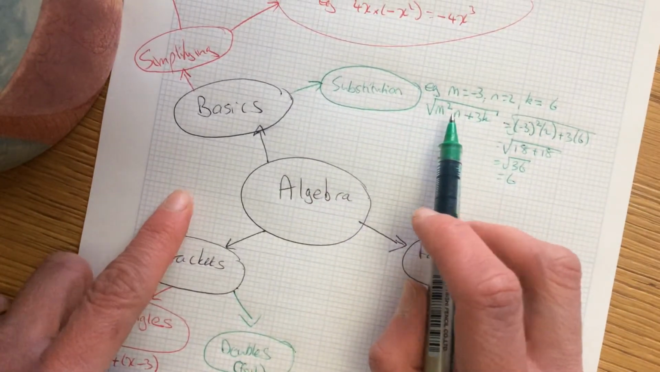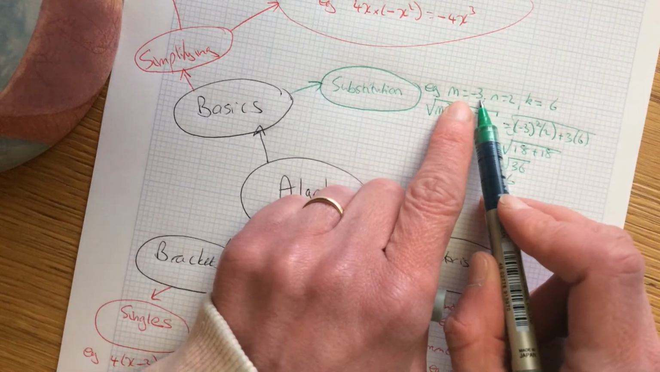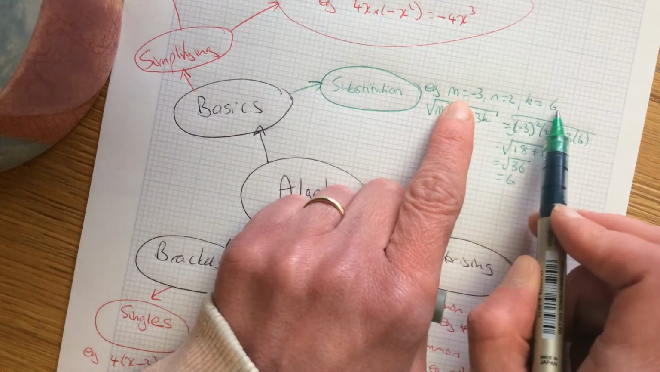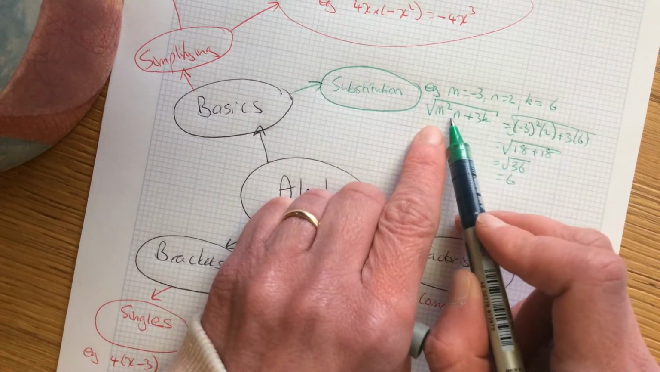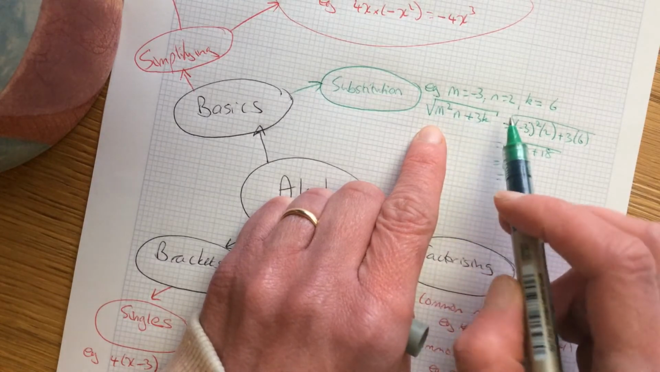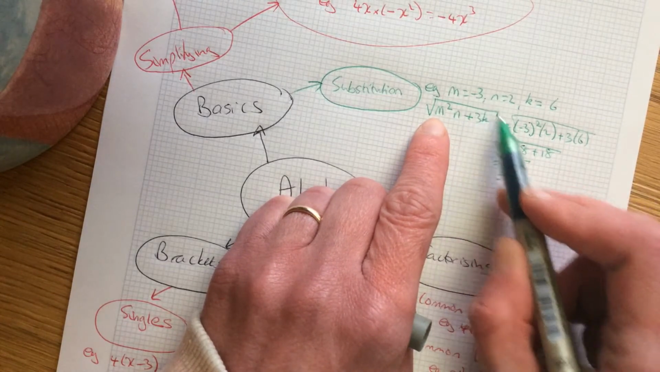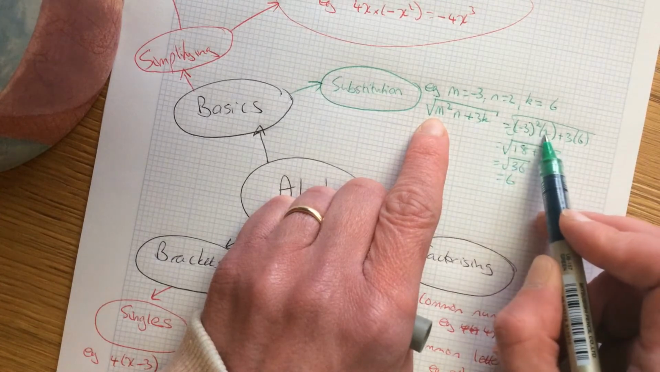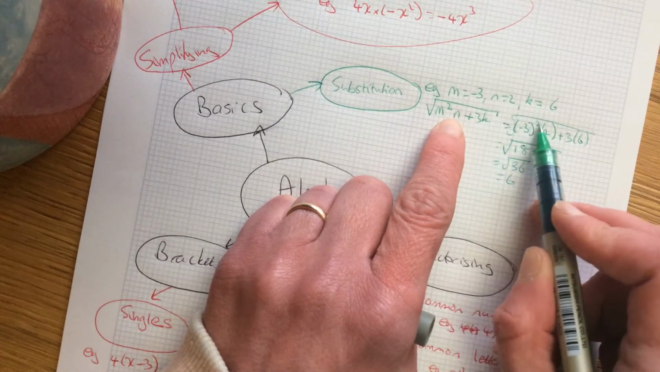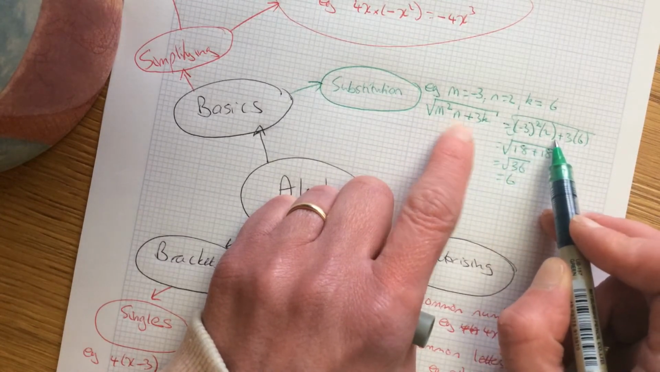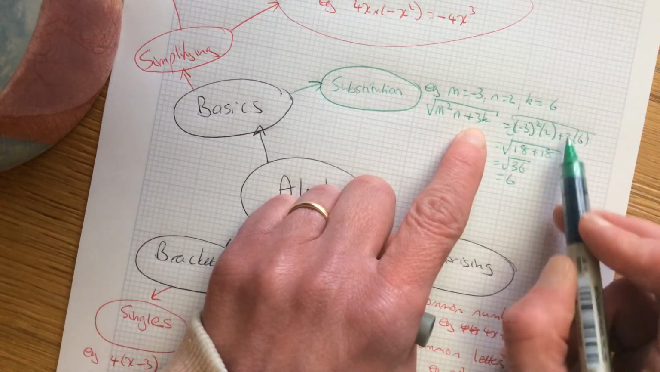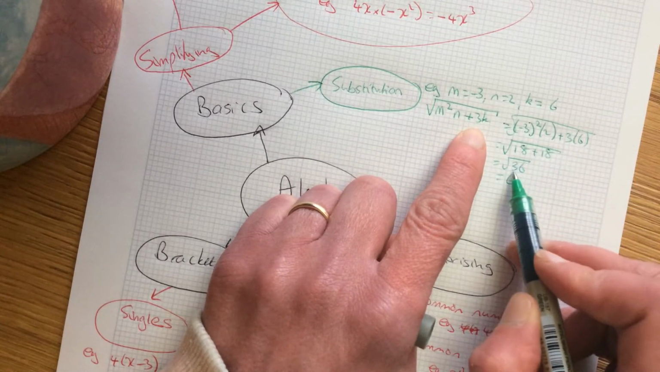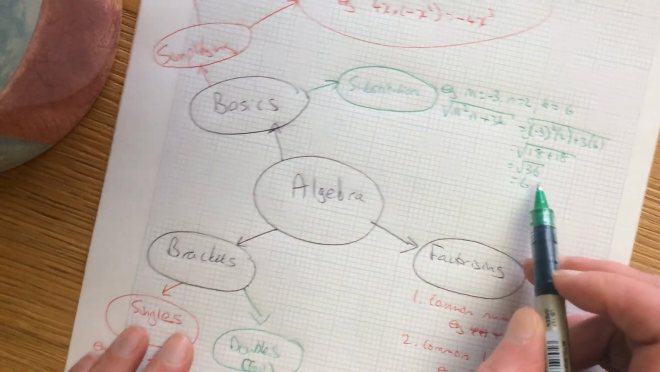Substitution is just straightforward. So this wee example I have here: m is minus 3, n is 2, and k is 6. And I want you to work out m squared n plus 3k. M squared is minus 3 squared times n, which is 2. So that's 9 times 2 is 18, plus 3 times k, 3 sixes are 18. So 36 and square root, that gives you 6.